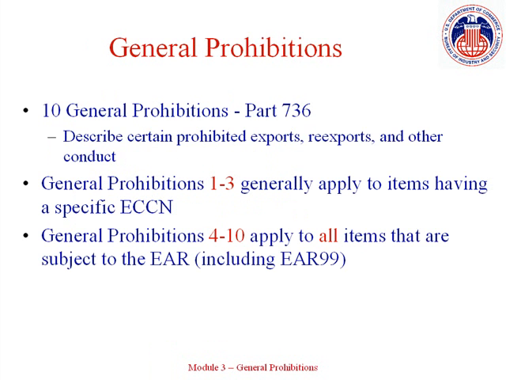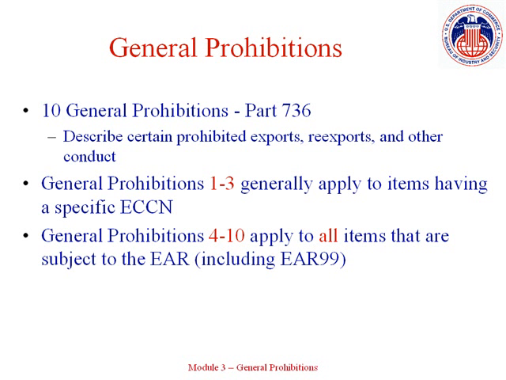Part 736 of the EAR lists the 10 general prohibitions. These prohibitions describe certain exports, re-exports, and other conduct that are prohibited without a license, license exception, or determination that no license is required. The general prohibitions summarize your obligations under the EAR and cross-reference other parts of the EAR that further define their scope. When we consider the general prohibitions, we look at prohibitions 1, 2, and 3 together, as they are limited by the parameters specified on the Commerce Control List in the country chart.